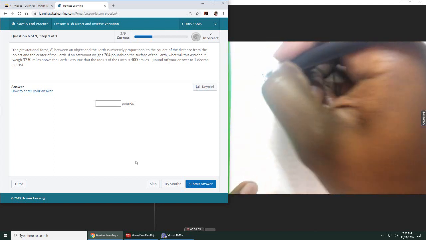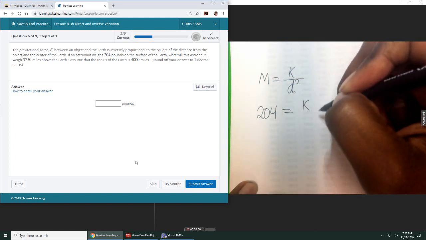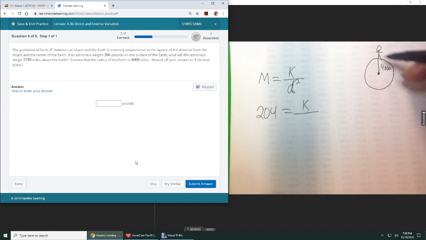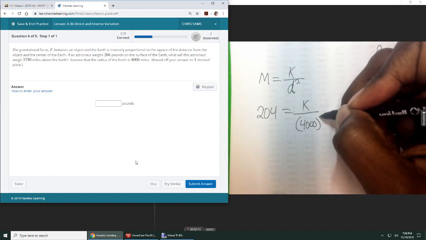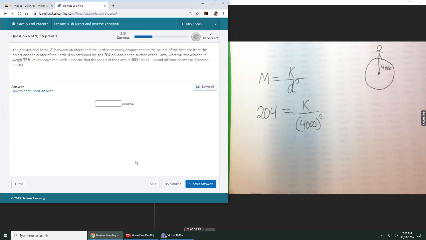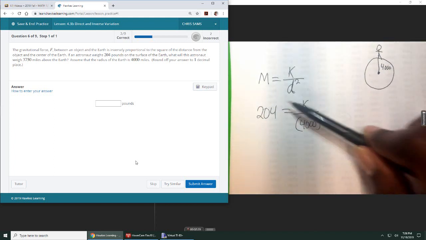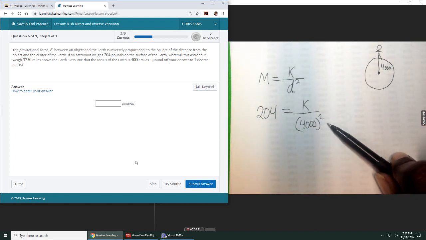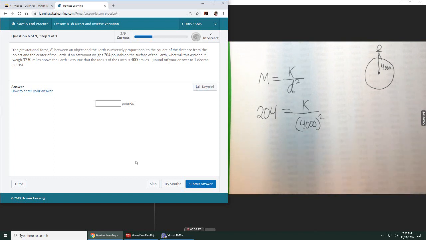So mass right here, this is 204 equals K divided by the distance he is from the center. So distance is how far he is from the center. The radius is 4,000, so he is 4,000 miles from the center, and we have to square that. So 4,000 squared. To find K, we're going to multiply 204 by 4,000 squared, which is really 16 million when we square that. We get really big numbers here. So let's just compute this with the calculator.